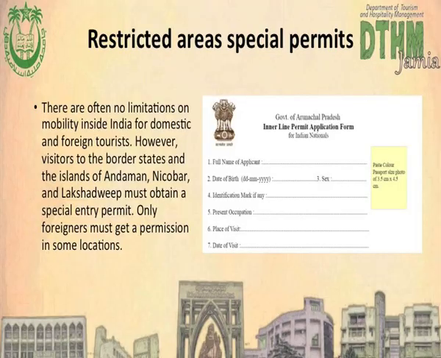The name of the vaccination, the date and the signature of the relevant authorities in the issuing nation are required for the certificate of vaccination to be legitimate. As the duration of protection provided by vaccinations varies greatly, travelers should keep a record of their vaccination along with the date. Restricted areas special permit. There is often no limitation on mobility inside India for domestic and foreign tourists. However, visitors to the border states and the islands of Andaman, Nicobar and Lakshadweep must obtain a special entry permit. Only foreigners must get a permit in some locations.